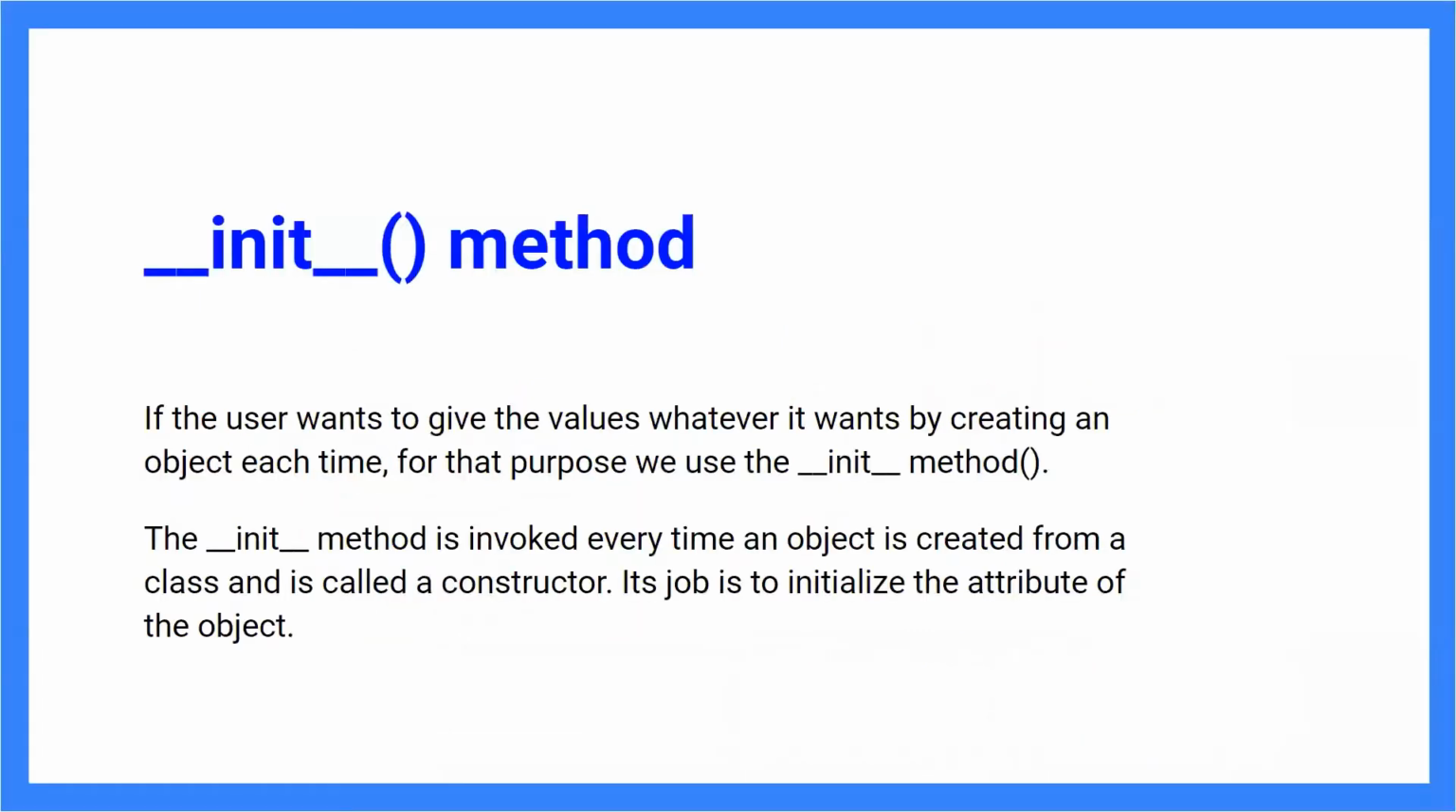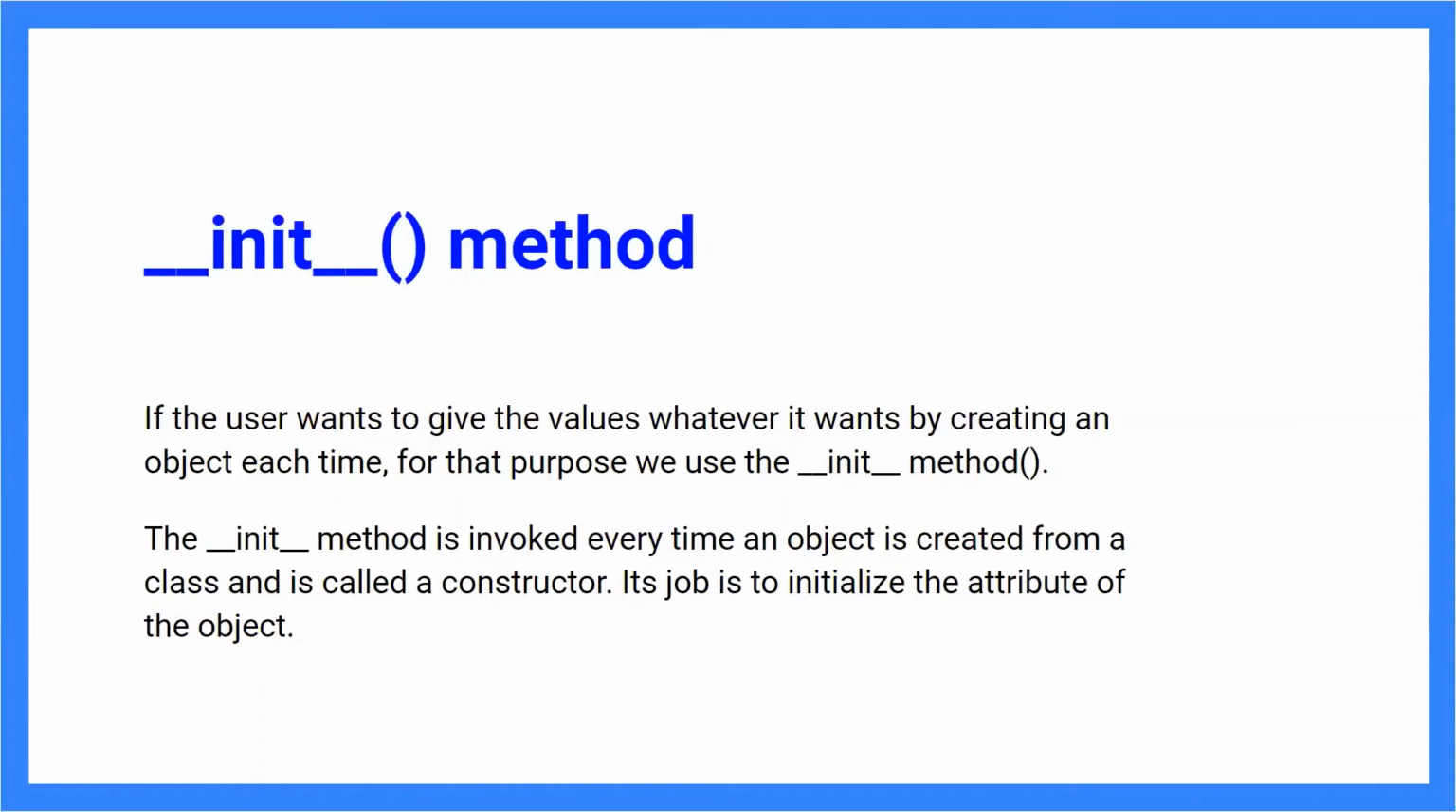Let's move on. Now guys, we have the init method. If the user wants to give whatever values it wants each time by creating an object, for that purpose we use the init method. The init method is invoked every time an object is created from a class and is called a constructor. Its job is to initialize the attributes of the object.